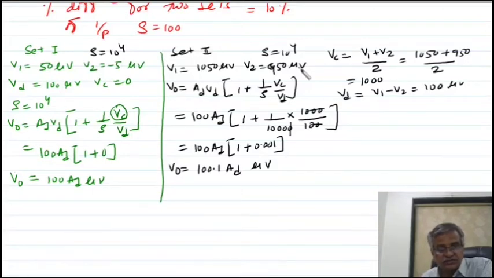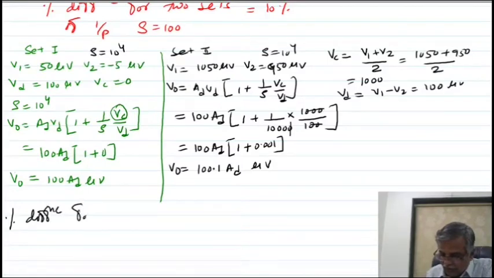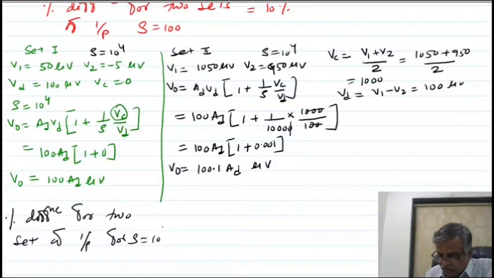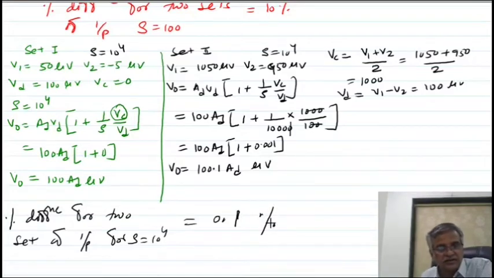Now the second question. In the first part they are asking you to calculate the output voltage. In the second part they are asking what the percentage difference is. So you can see the percentage difference for two sets of the input for rho equal to 10 raised to 4 is only 0.1%. You know how to find the percentage: this minus this upon 100 into 100. So you can do this. So 0.1%.